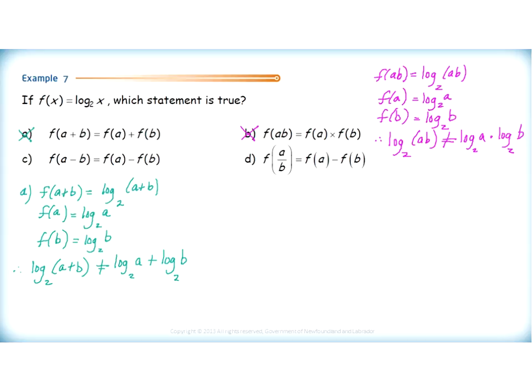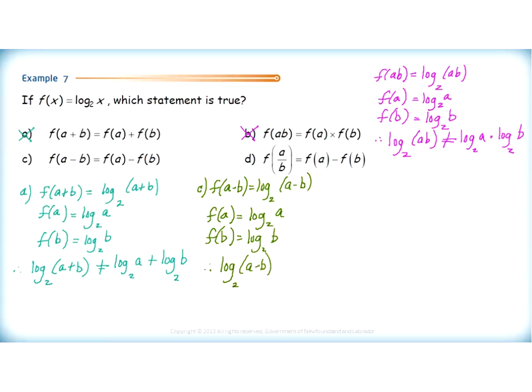Let's look at part C. We are looking at f of a minus b. f of a minus b is the log of a minus b to base 2. And note that that does not equal, we have already had f of a equals the log of a to base 2, and f of b is equal to the log of b to base 2. And we know that the log of a minus b to base 2 does not equal the log of a to base 2 minus the log of b to base 2, because the difference of two logs should be the log of a quotient. So that eliminates C as a multiple choice answer.